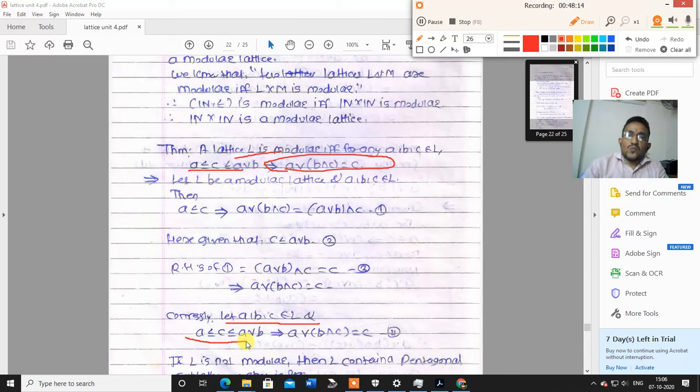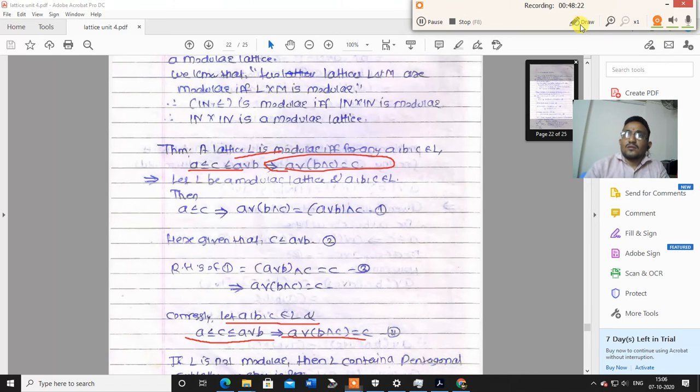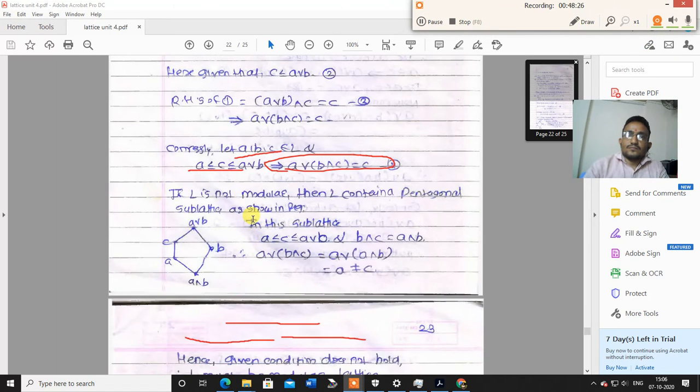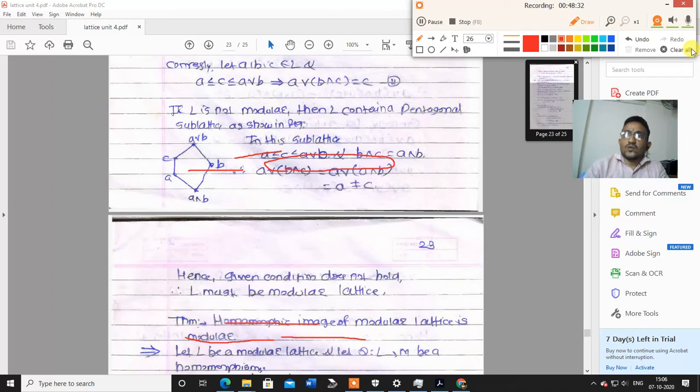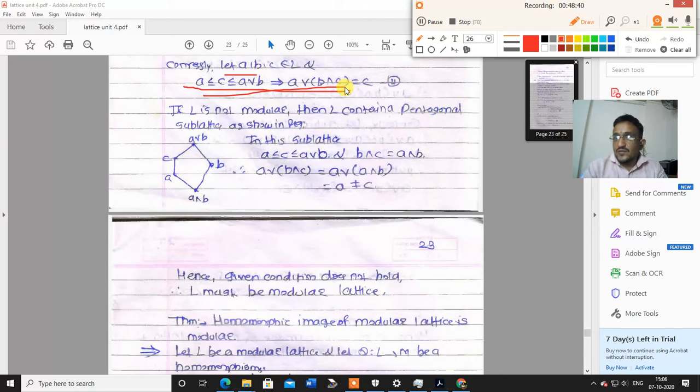and if A is related to C and C is related to A join B, then this inequality gives A join B meet C is equal to C. So upon observation, this element L satisfies the given equation 4. We show that this lattice is a modular lattice. We use the contradiction method. If L is not a modular lattice, then L contains the pentagonal sublattice as shown in the figure.